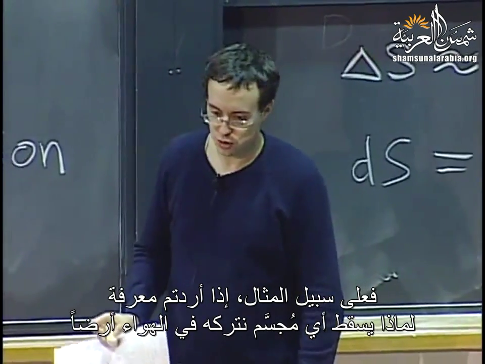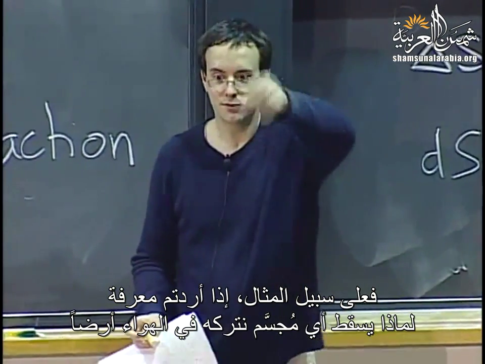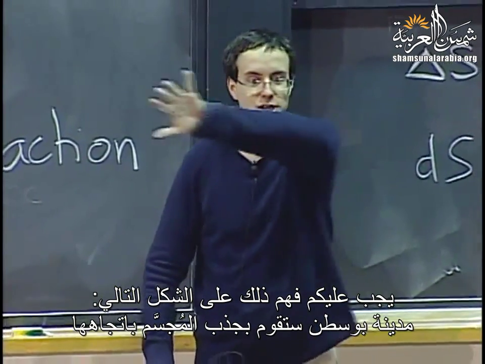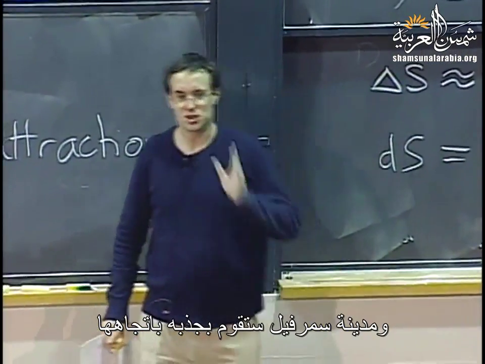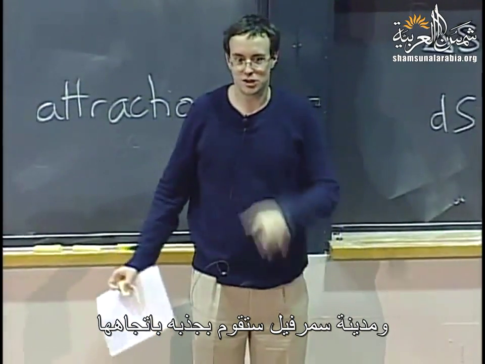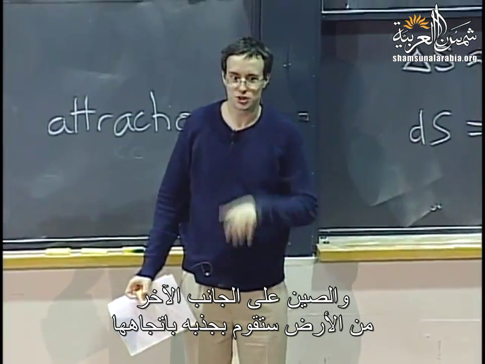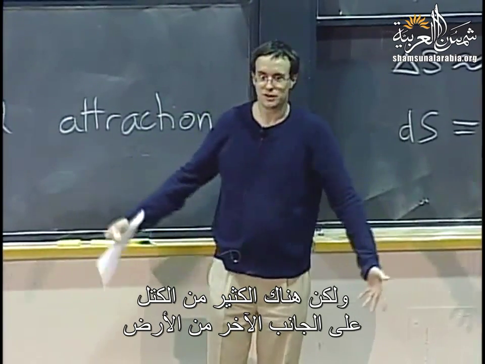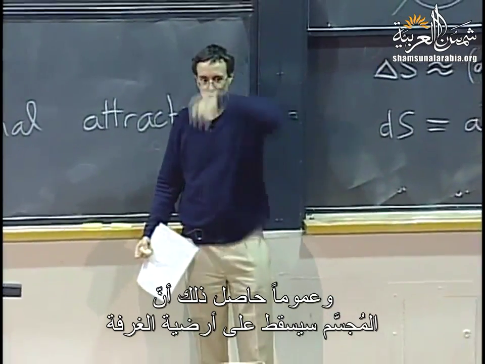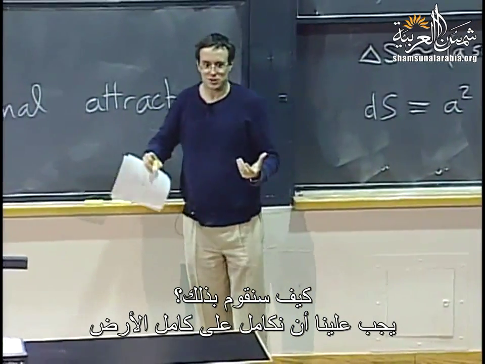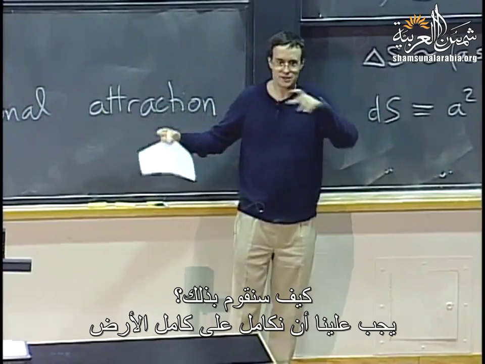So for example, if you want to understand why anything that you drop in this room will fall down, you have to understand that Boston is attracting it towards Boston, and Somerville is attracting it towards Somerville, and lots of things like that. And China, which is much further on the other side, is going to attract it towards China. But there's a lot of stuff on the other side of the Earth, and so overall, it ends up just going down. Okay, so now how to find this out? Well, you have to just integrate over the entire Earth.